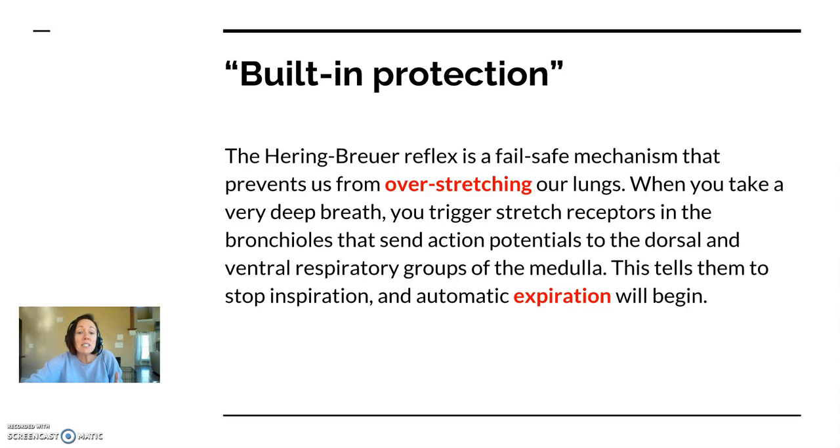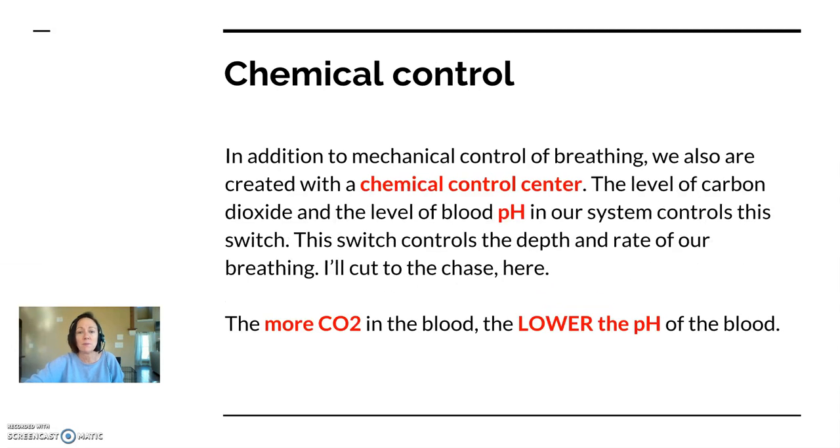When you take a very deep breath, something triggers a stretch receptor in the bronchiole that immediately sends action potentials on a neuron to the dorsal and the ventral groups of the medulla. This tells them to stop the deep breath, and it automatically forces you to breathe out. In addition to mechanically controlling your breathing with muscles, you also were created with a chemical control center. The amount of carbon dioxide and the pH of your blood controls this switch. The switch controls how deep and how quickly you breathe.